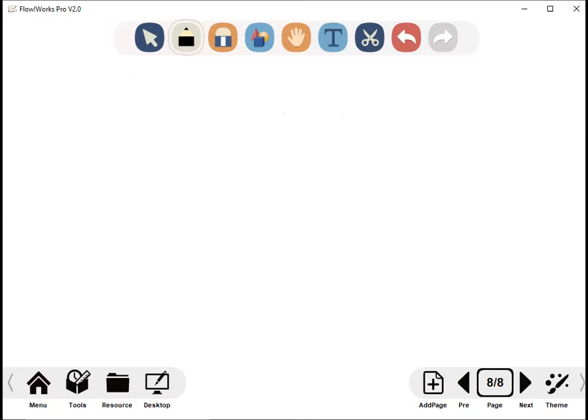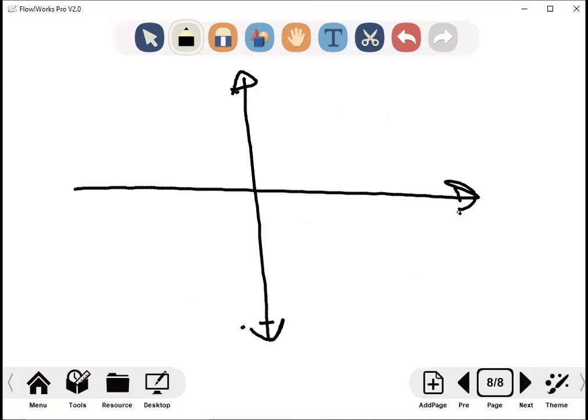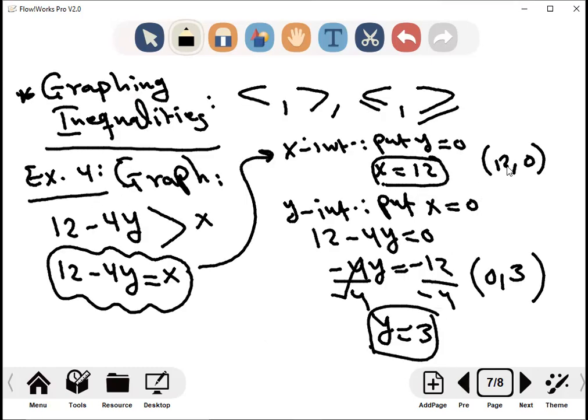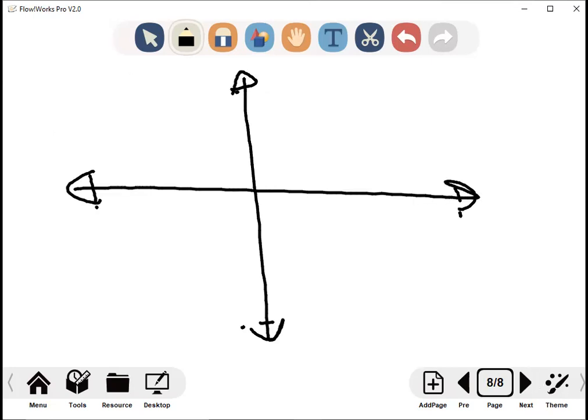Then let's go to graph. Focus with me, please. Now, to graph, let's plot the intercepts which we found. We have 12 and 0, and we have 0 and 3. 12 and 0, this is 12 for x and 0, right? And 3, 0 for x and 3 for y, right? 0 here and 3 here.